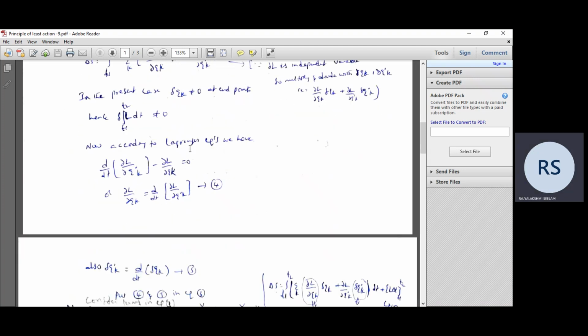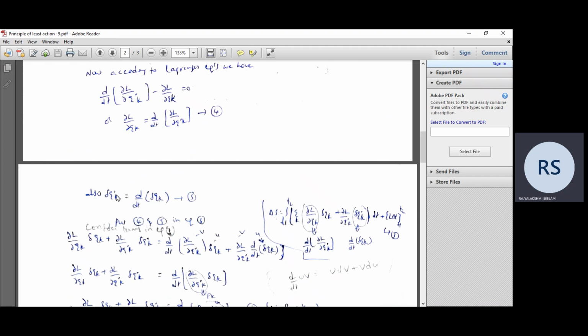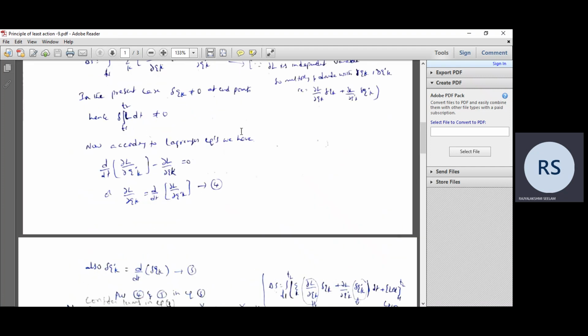Now, according to Lagrange's equation, we already have the existing equation d by dt of dou L by dou qk dot minus dou L by dou qk equals 0. Sending one term to the other side, we obtain dou L by dou qk equals d by dt of dou L by dou qk dot. This is equation number 4. And delta qk dot, which means the derivative, we can write as d by dt of delta qk. Let us substitute equation number 4 and equation number 5 in equation number 3.